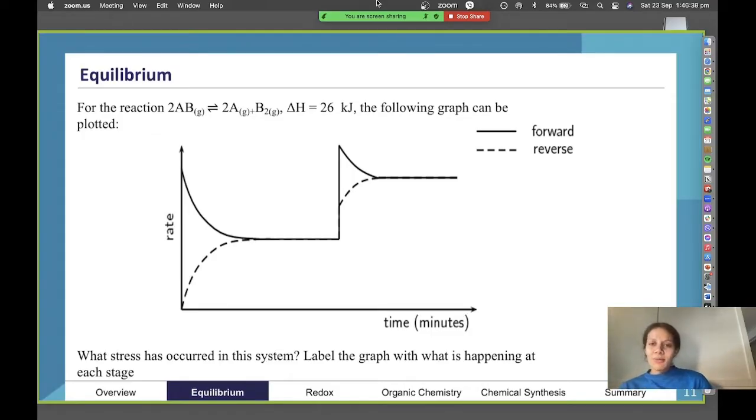So we can see that we have a stress occurring at some point after equilibrium has been established the first time. So just to revise, equilibrium is when we have equal rates of forward and reverse reaction. It doesn't matter how much there is on each side of the equation, they're going to be producing each side at the same time, so then concentration stays constant. So really important for this question.